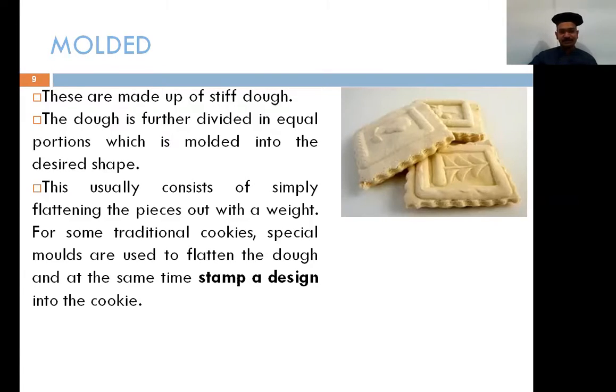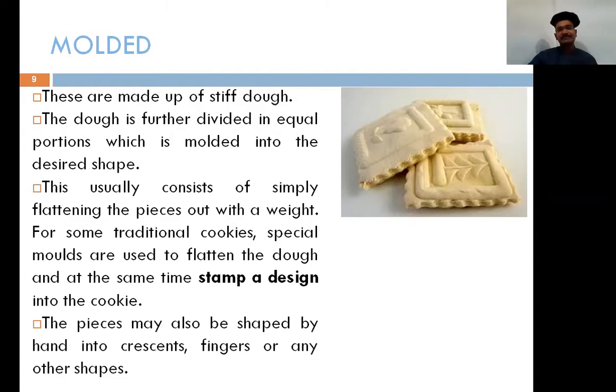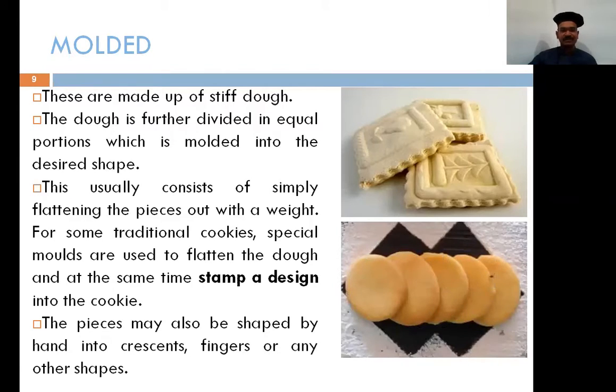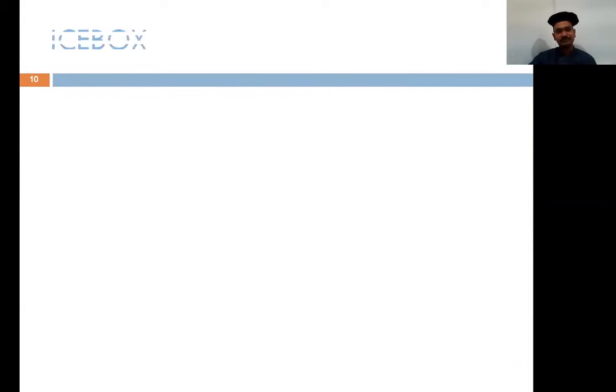Okay, so the pieces may also be shaped by hand like a crescent or fingers or any other shape. So these are customized cookies. Classic example is Shrewsbury biscuits from Pune, very popular. You get to see the Shrewsbury printed on top. Okay, so that is nothing but stamped or molded cookies.